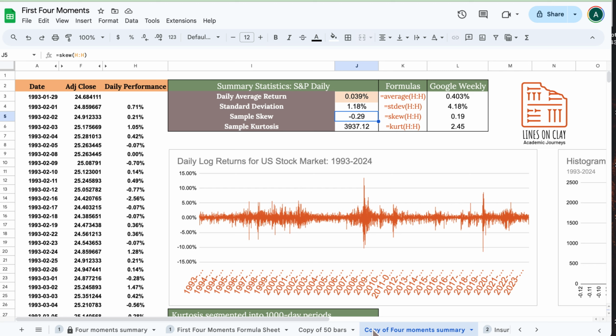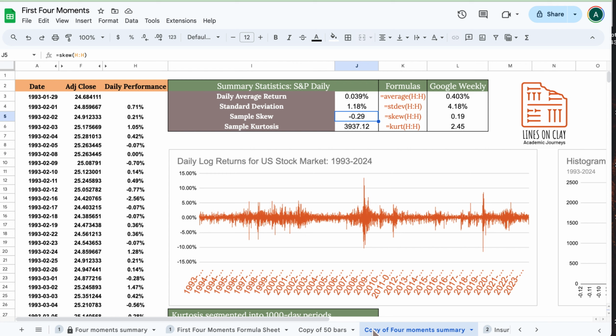If you're an investor, your average daily return, that's your first moment. Your second moment, the initial way that you think about risk, is standard deviation. But when you're looking at a negative skew of negative 0.29, what that's telling you is that you want to go in with eyes open. There's a meaningful degree to which the really bad days are going to be worse than the really good days are good.